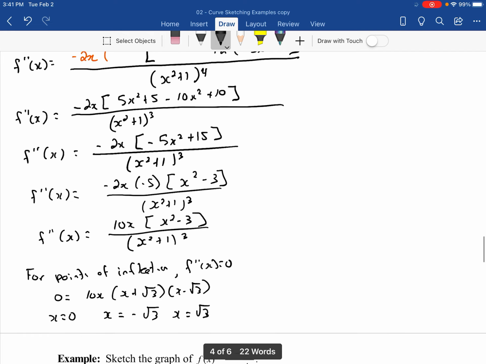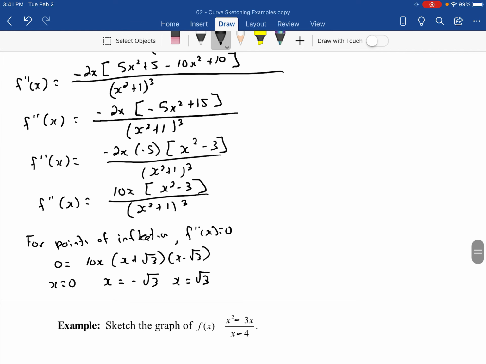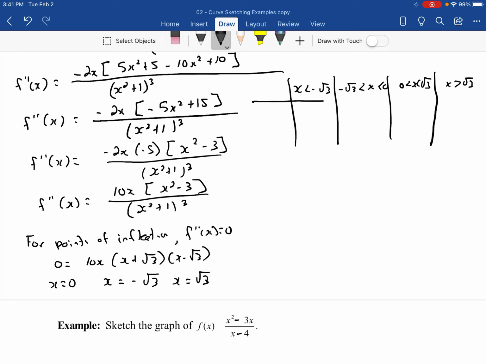So now I'm ready to build my double derivative table. I'm hoping I have enough room right in here. So I'm going to go, I need x less than -√3, between -√3 and 0, between 0 and √3, and greater than √3. Those are my categories of my double derivative. So I've got f double prime, and it's 10x, x squared minus 3, over x squared plus 1 cubed.